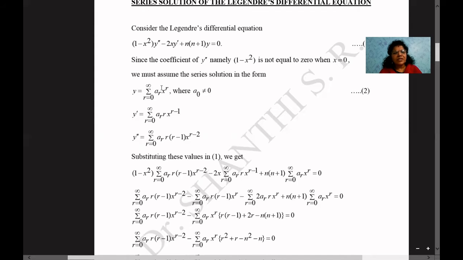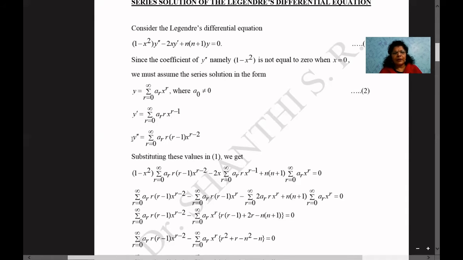Now, after choosing this solution, what do we have to do? To put the values in this equation, we need y dash and y double dash, that is, the first order derivative and the second order derivative. What is y dash, dy by dx? Differentiate this with respect to x. X is only here, so the derivative of x power r is r into x power r minus 1.